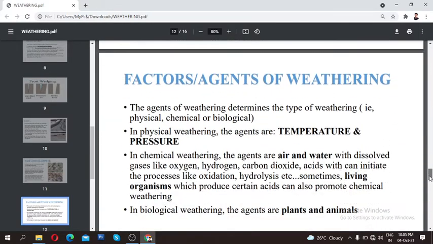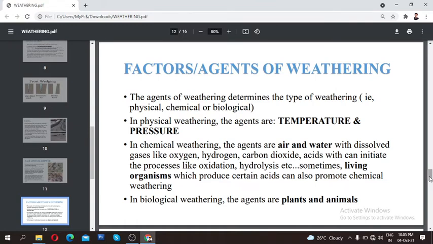Now we should know what the factors are which are responsible for the weathering process. Even though we have come across various types of weathering process, you should know about the factors also. You can simply answer what the factors responsible for various weathering are. They may also be known as the agents of weathering. The agents of weathering determine the type of weathering. The agent determines whether it is biological weathering, chemical weathering, physical weathering, or whatever the weathering type may be.